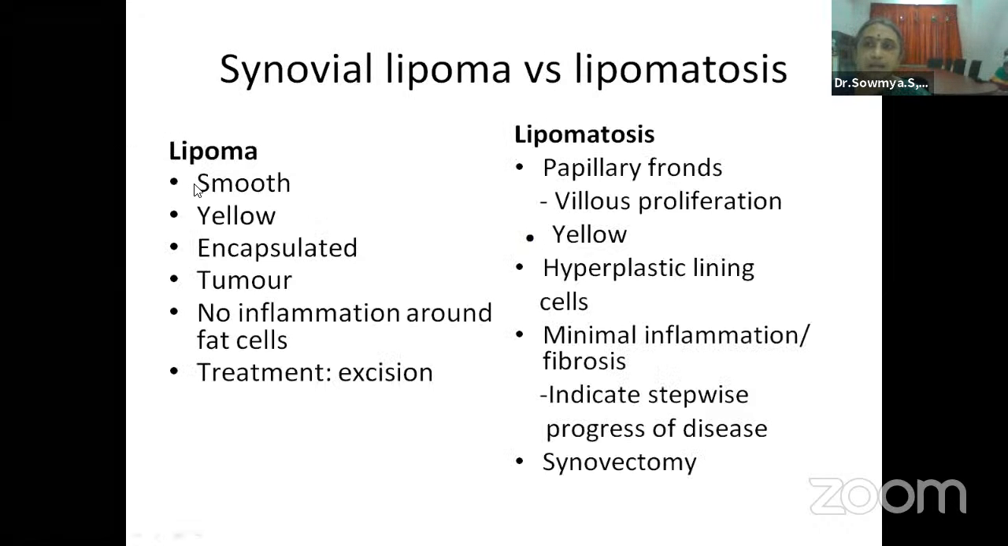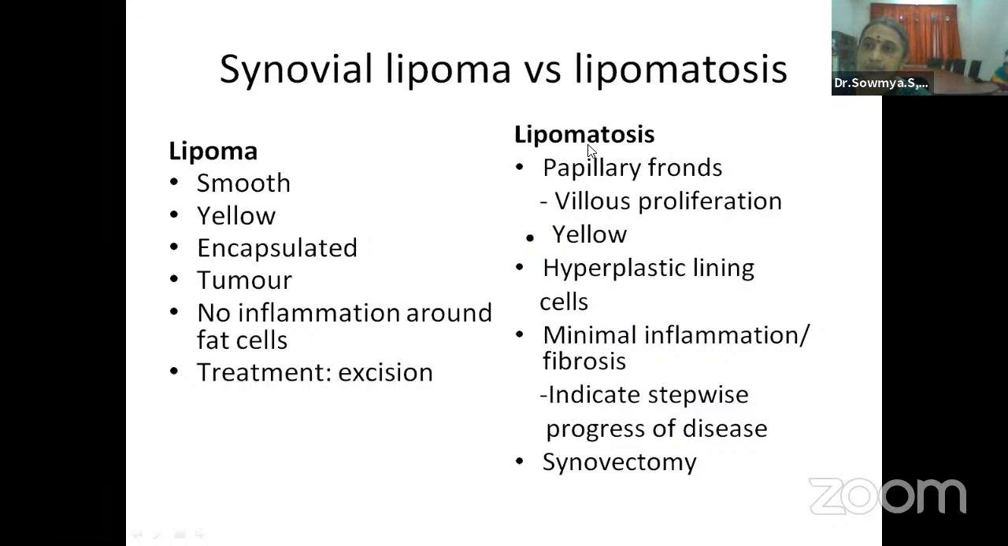One is lipoma is a tumor and it has a solitary presentation usually within the synovium. So it will have a smooth contour, and because it is a lipoma, you will see yellow color, and many a time it will be encapsulated. So it will be a very encapsulated, circumscribed, smooth tumor, and there won't be any inflammation around the fat cells. So usually the treatment is excision of this lipoma.